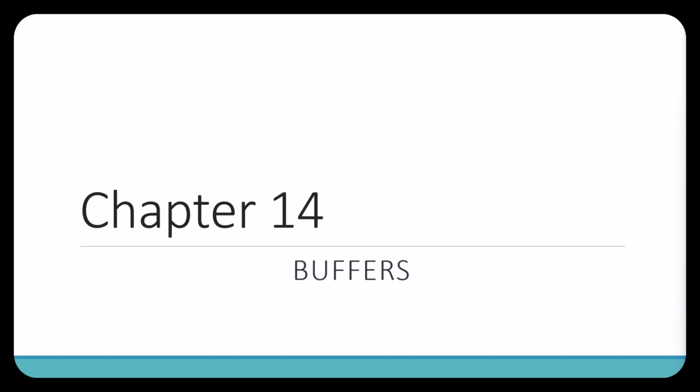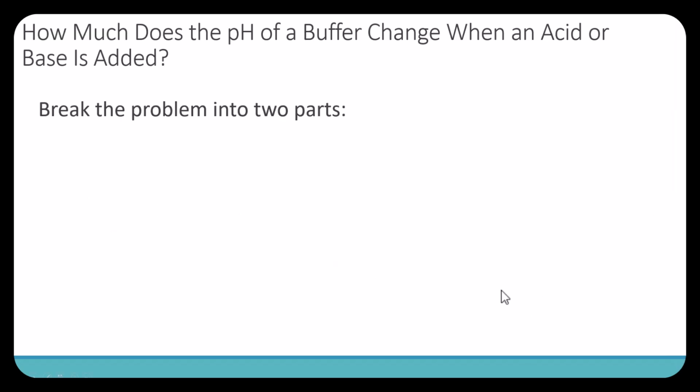In this video, we are going to continue our discussion of buffers, and we're going to talk about how they react when we add a strong acid or a strong base to that buffer. When we add a strong acid or a strong base to the buffer, the pH is going to change a little bit, right? So in this video, we're going to calculate that change in pH. So how much does the pH of a buffer change when a strong acid or a strong base is added?